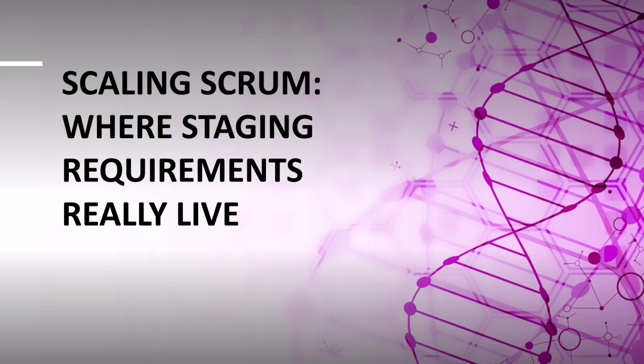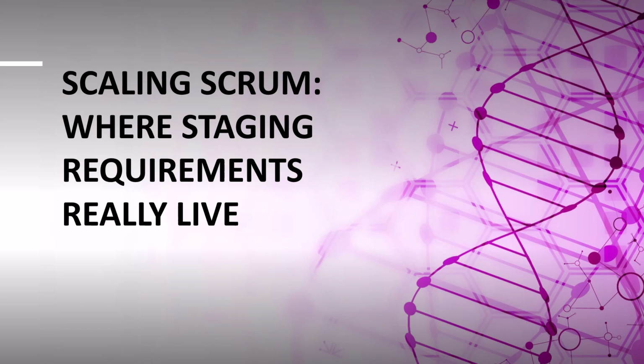Exactly. Less stress. So based on all this, it really does seem that the product backlog is the place to be when you're talking about staging requirements, especially when you're scaling a Scrum project. Agreed. It's the most logical and effective way to make sure everything stays connected, and that those critical staging considerations are part of the conversation from day one.